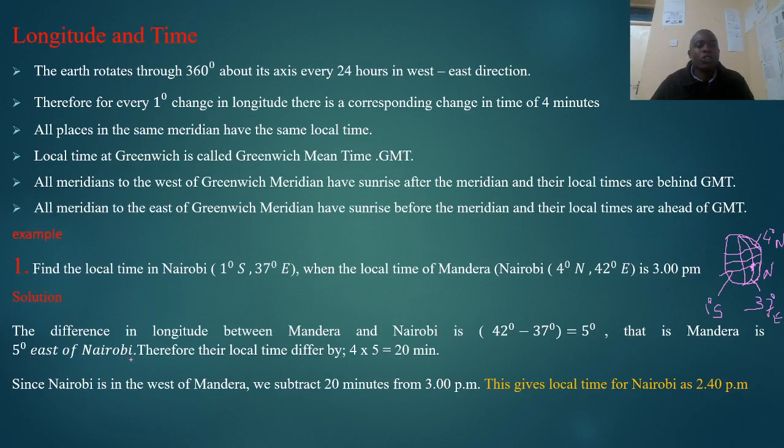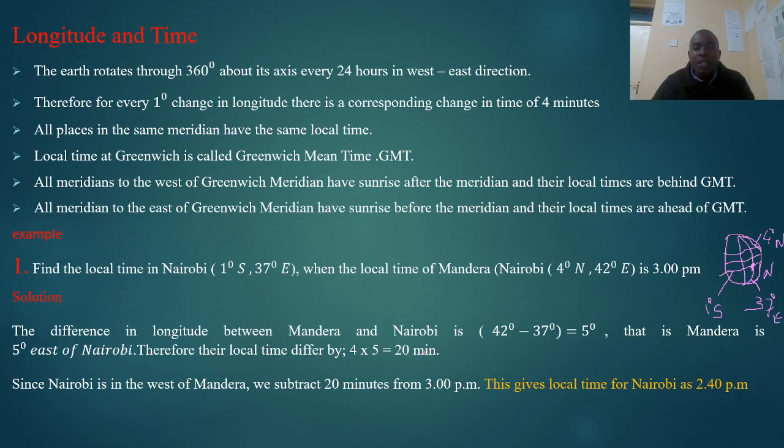And therefore, the local time differs by 4, because you need to always know this. You write somewhere that 1 degree equals 4 minutes. That one I wrote here. So what about 5? It's 5 times 4, 20 minutes. That is the longitude difference times 4 gives you always the time difference. So the time difference is 20 minutes.